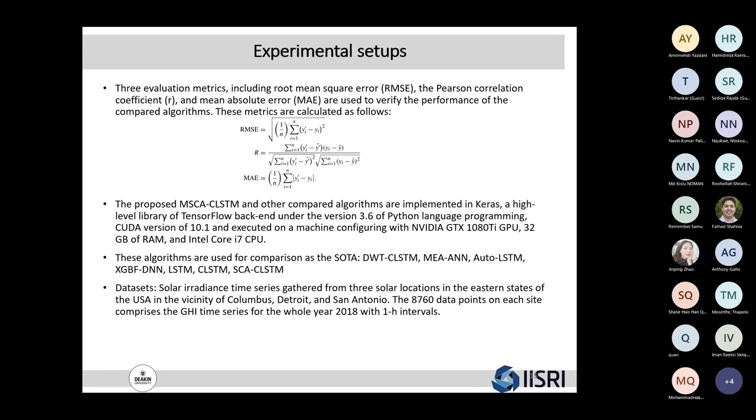So the competitive algorithms used to challenge the proposed model, as the state of the art at the time of writing this paper, are the DWT and CLSTM. I have brought a very complete introduction for these models; you can see it in my paper: MEA, ANN, Auto LSTM, XGBF, DNN, and so on.